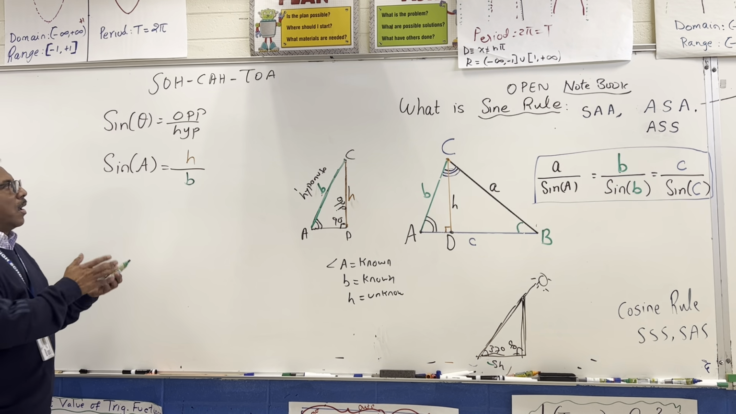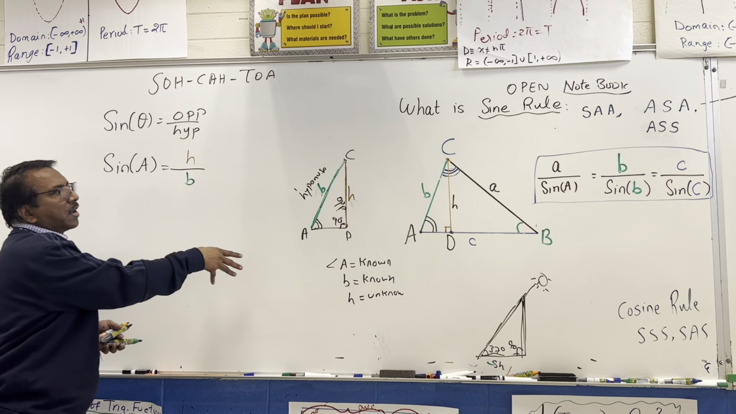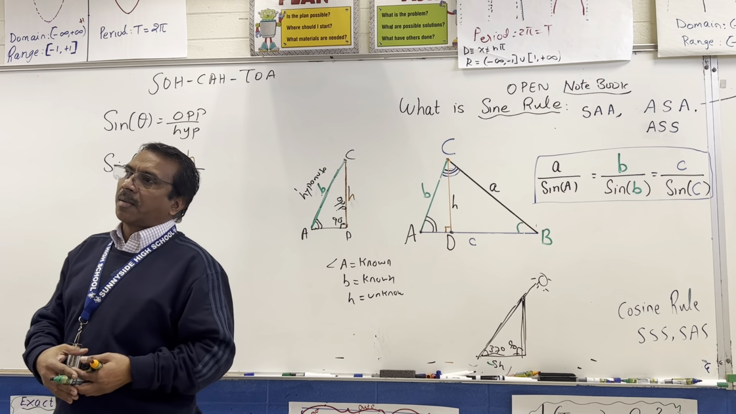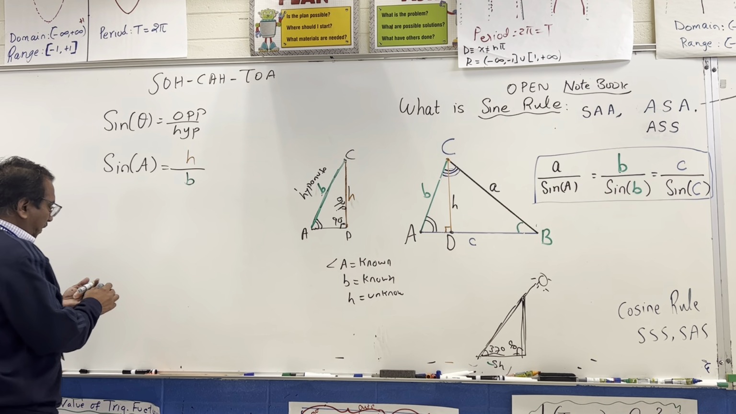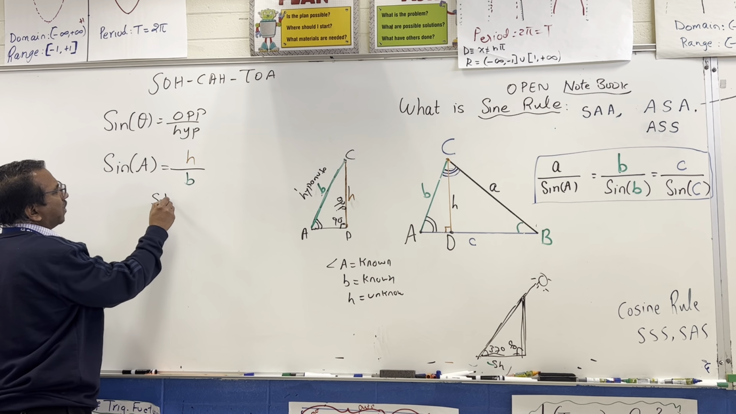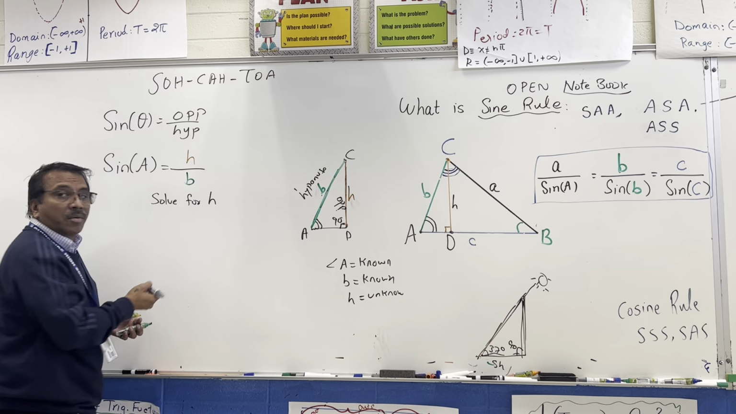Okay, and now this is a process. The reasoning is I want to get H from here. I want to get H from the other triangle, and then I try to equate it and see what happens. So I want to solve for H. How do I solve for H? What do you do?